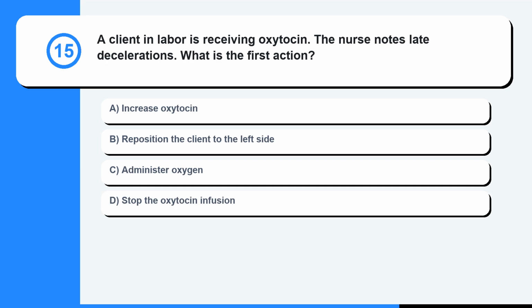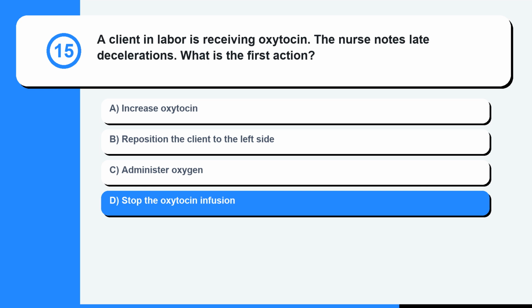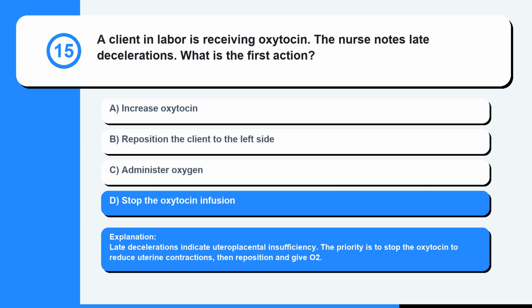Question 15. A client in labor is receiving oxytocin. The nurse notes late decelerations. What is the first action? A. Increase oxytocin. B. Reposition the client to the left side. C. Administer oxygen. Or D. Stop the oxytocin infusion. The correct answer is D. Stop the oxytocin infusion. Late decelerations indicate uteroplacental insufficiency. The priority is to stop the oxytocin to reduce uterine contractions, then reposition and give O2.